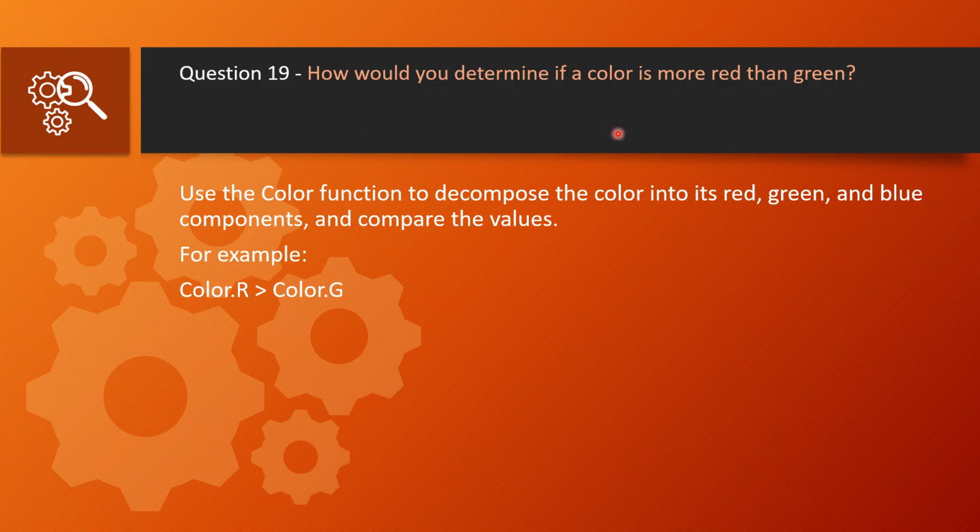How do you determine if a color is more red than green? For that you need to use the Color function that decomposes the color into red, green and blue color components, and it compares the values like color.r is greater than color.g.